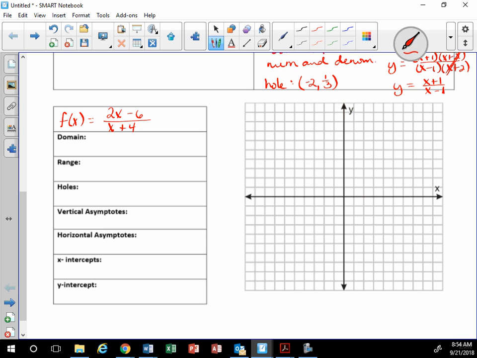You guys want me to walk you through it, or you just want to try finding all of those pieces? I'll let you try for a few minutes, okay? And then I'll put it up there. I would not do the domain and range until the very end. I know they're the first two things listed, but I would do them last.